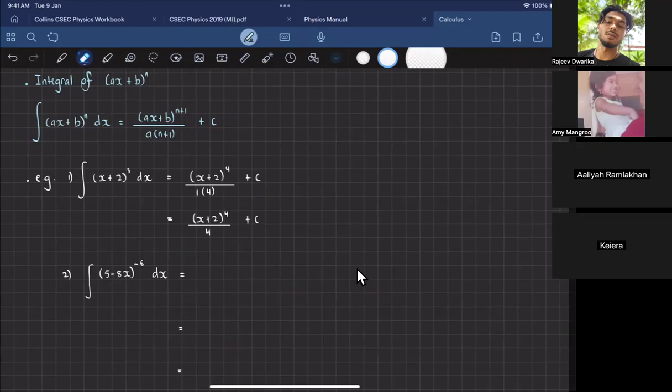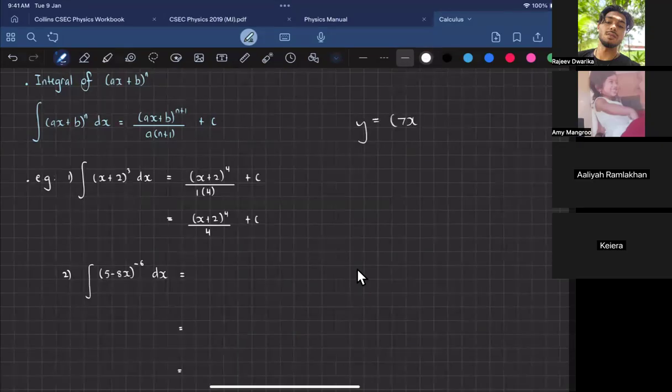Aliyah, I don't know if you remember this, but let me see if you do. Let me just say we have y is equal to 7x plus 3 to the power 9. Are you going to multiply that by itself 9 times? No. But if I had to differentiate that, which rule would you use? Anytime you have a crazy big power, what do you use to differentiate it? Chain rule.